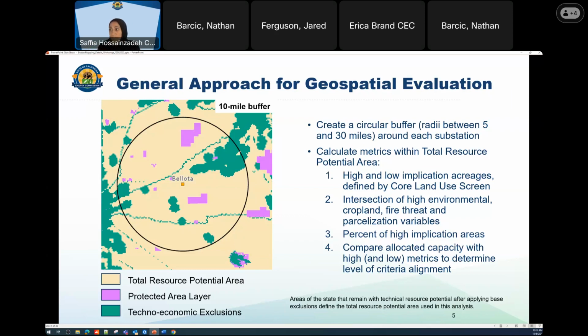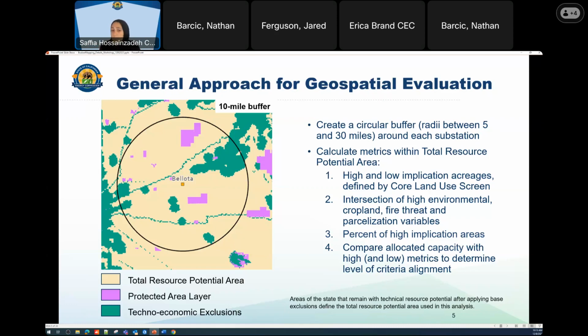And so the area that remains after removing those two exclusion layers, which also are part of the base exclusions category of the previous slide in the description of the core land use screen components. So when we remove those areas, we're left with the tan area, and that's the total resource potential area. And that's the area of analysis that we use to calculate all of the environmental and land use feasibility metrics for busbar mapping.